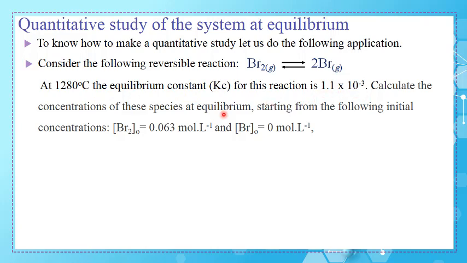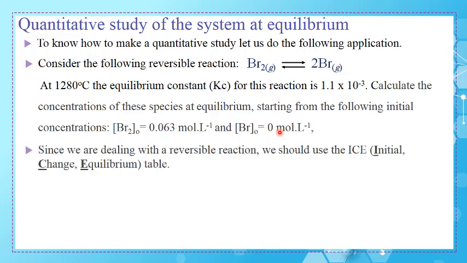The question is to calculate the concentrations of these species at equilibrium, starting from the following initial concentrations: Br2 initial having this concentration, and Br initial has a concentration that is equal to 0 mol per liter. Now, since we are dealing with a reversible reaction, we have to use what we call the ICE table.